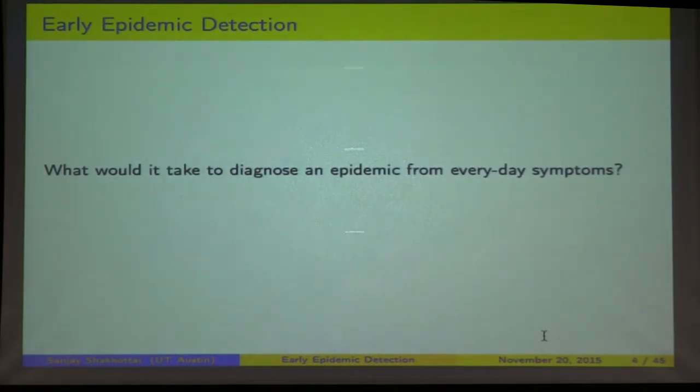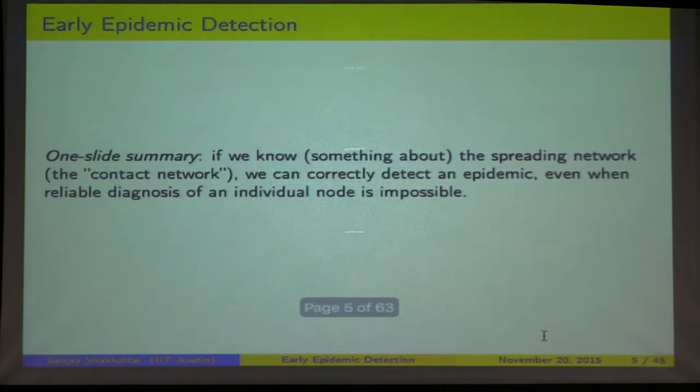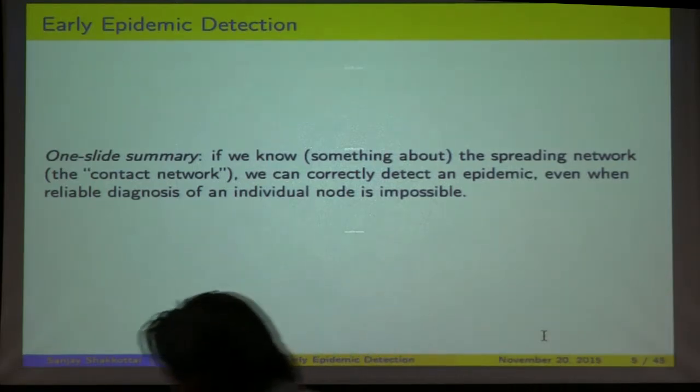Okay, so this is really the kind of question we are interested in. What would it take to diagnose an epidemic from everyday people? Again, an epidemic here I'm using in a broad sense. It's not just disease. It's a smartphone virus. Something which is spreading on a community or a graph is basically what I'm calling a stochastic process. So the one slide summary, I guess, of this whole talk is this. If you know something about the spreading network, then we can correctly detect the epidemic, even if at the individual node level we can't reliably detect these things.